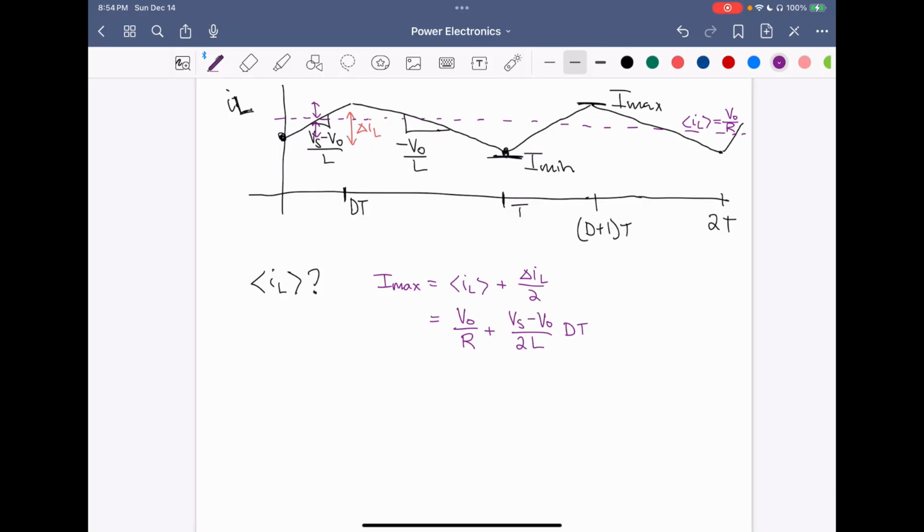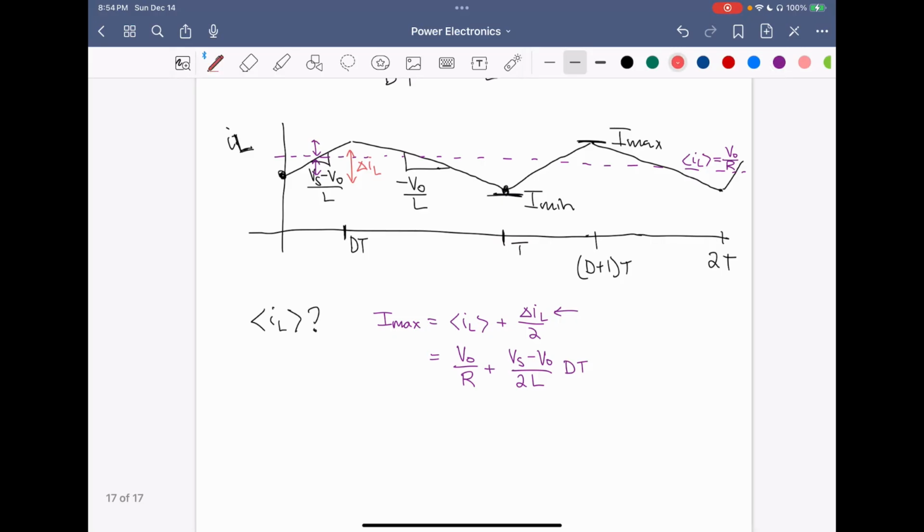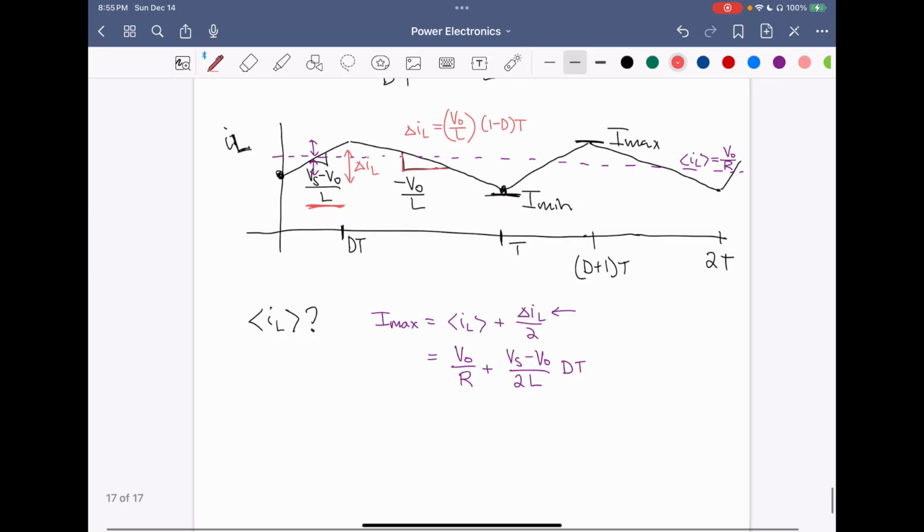Now there's another way we can express delta IL, and that's using the d prime t interval slope. In this case, delta IL is also equal to the magnitude of this slope times the time interval, which is 1 minus d times t. This is another way to express delta IL. So we can either express it in terms of the slope in the dt interval or the slope in the d prime t interval. So these two expressions are completely equal.